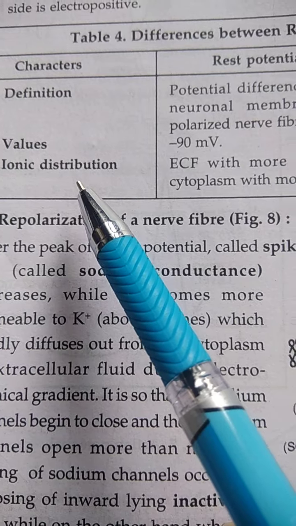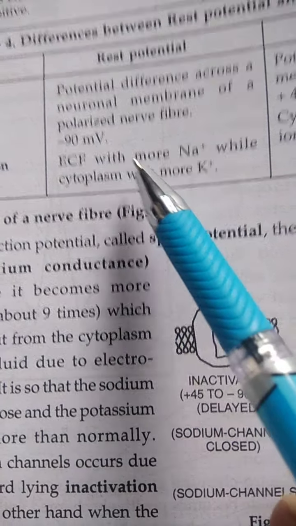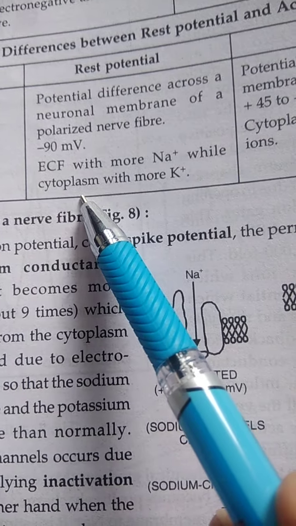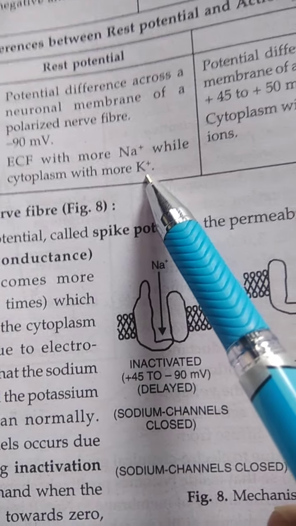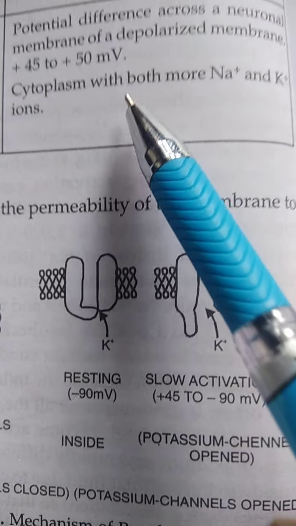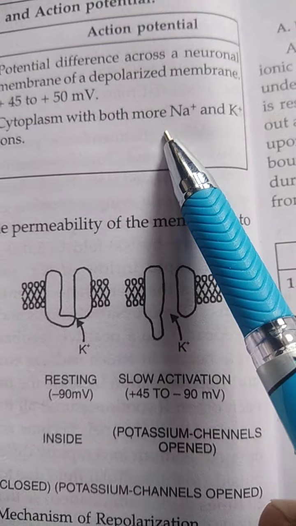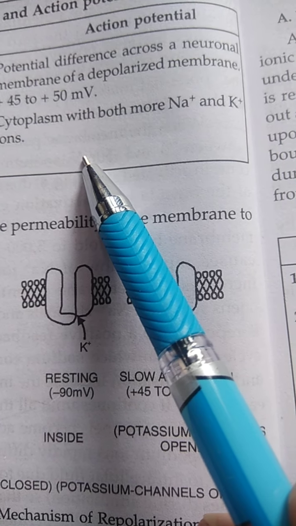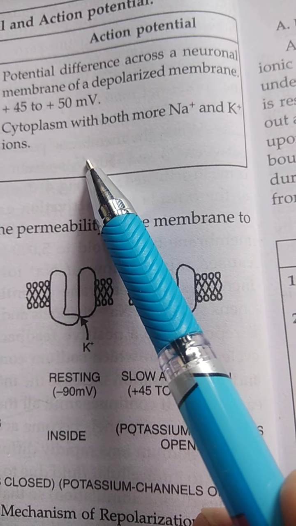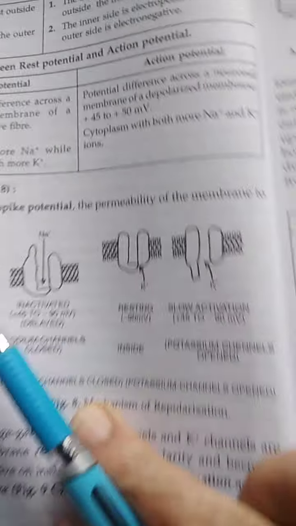Ionic distribution in the resting potential: this is the extracellular fluid where more sodium ions are dominating on the outside with respect to the potassium ions which are inside, and because more of them are on the outside, it is positively charged there. Whereas in the case of action potential, here we have cytoplasm with both more sodium and potassium ions. So here both the ions are present with differential concentration of these ions there. So these were the differences.